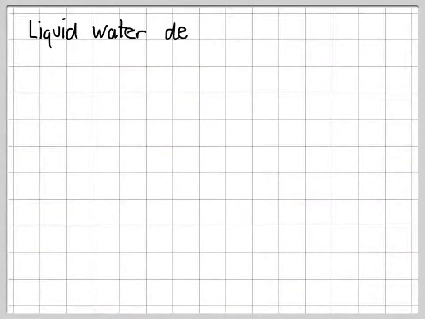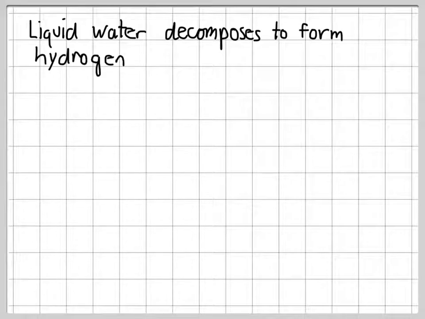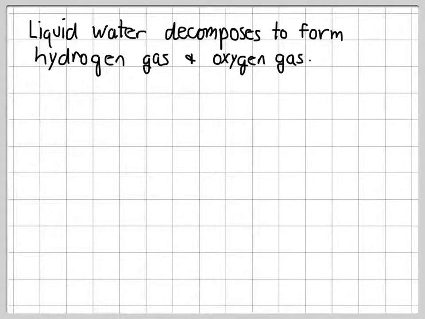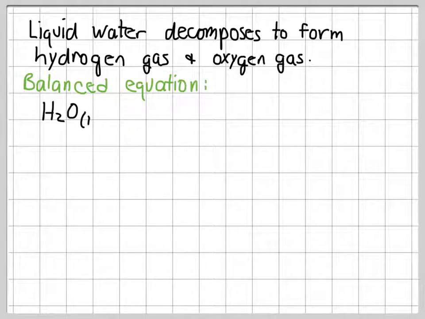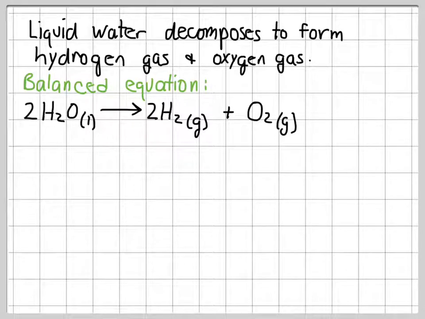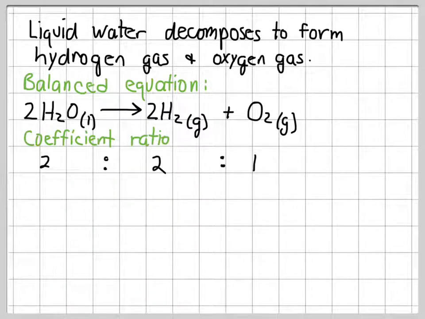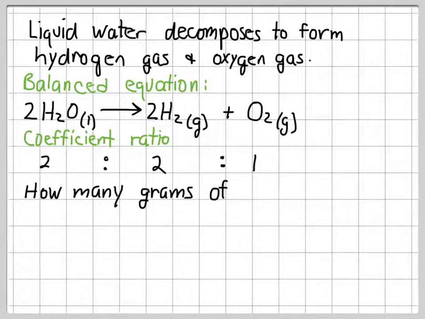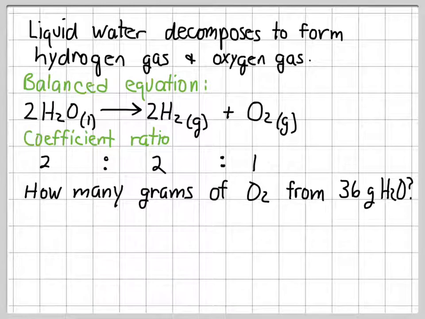It's very important that you understand that. Let's work through some very easy problems just to demonstrate the use of this. Here's a word equation. Liquid water decomposes to form hydrogen gas and oxygen gas. First, we have to write a balanced equation. You should know that one. And from this, we see a coefficient ratio. You don't always have to write this down. I'm just pointing it out by writing it there. 2 waters react to form 2 moles of hydrogen and 1 mole of oxygen gas. Here's our problem. How many grams of oxygen come from 36 grams of water?